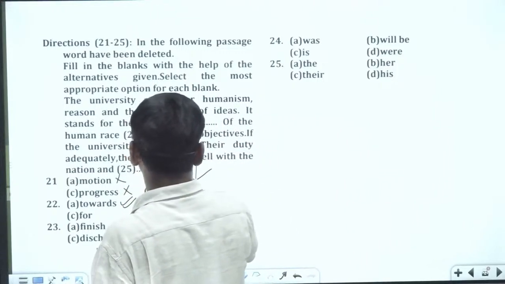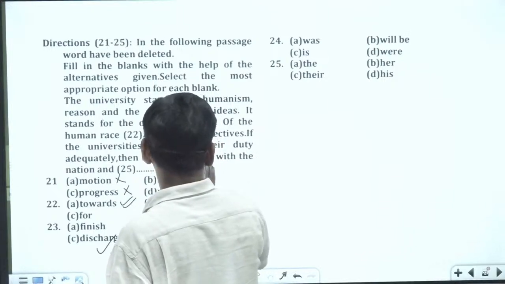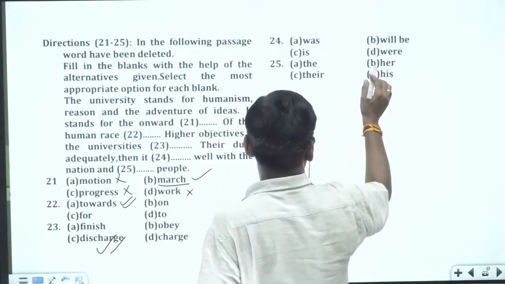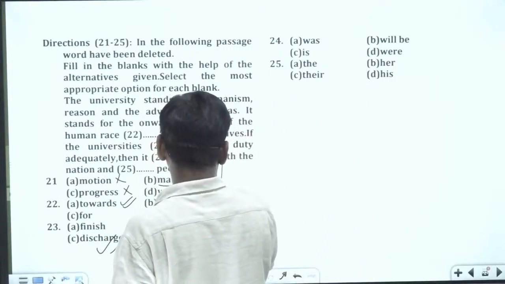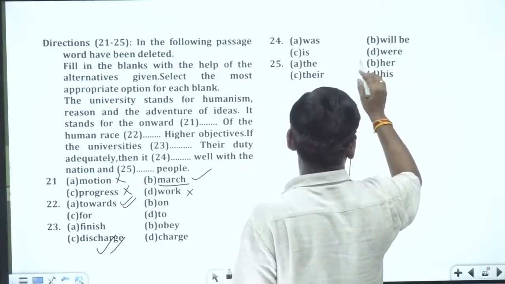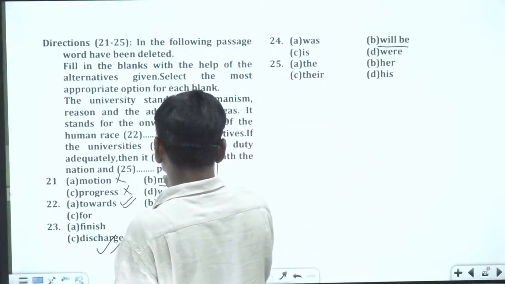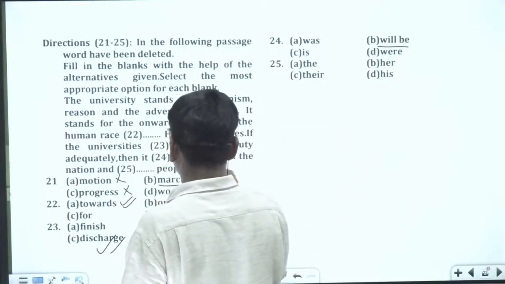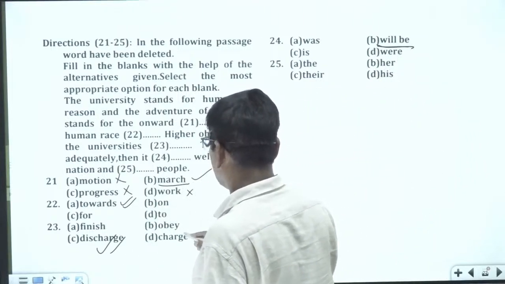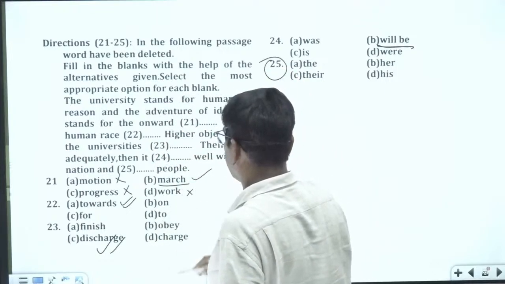And next, 24, discharge their duty adequately, and then it will be well with the nation. It will be well with the nation. That's the will be. And the last one, 25, is a very important question.